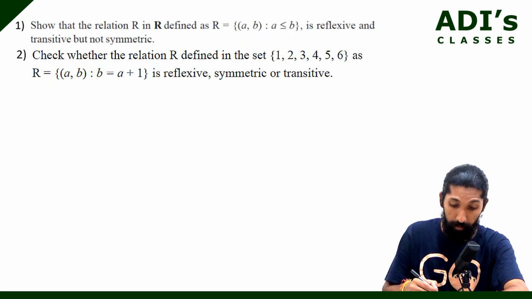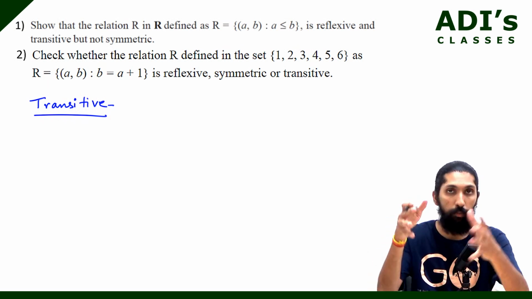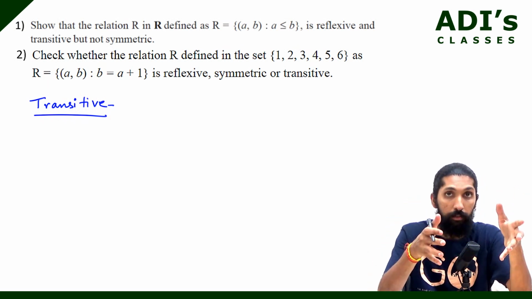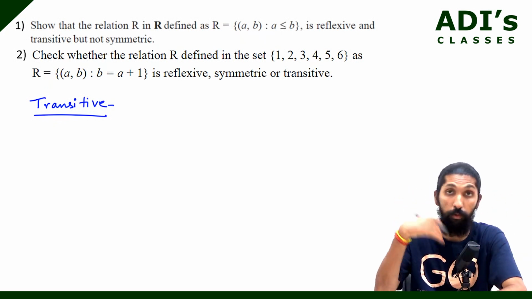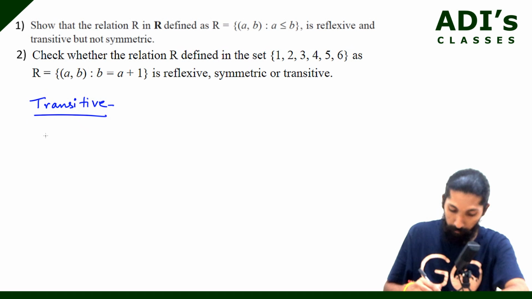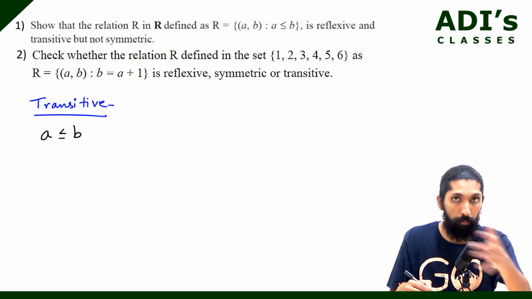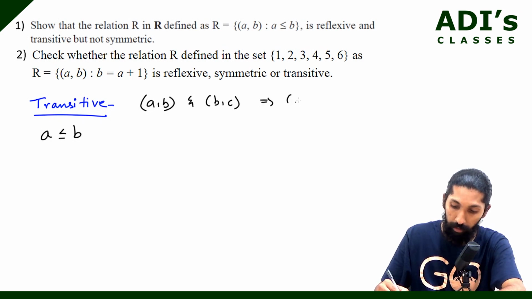All right. Now what do we have? For the transitive part, now transitive is what? If you have (a, b) and (b, c) also, then (a, c) should be there, isn't it? This is what we mean by transitive. So in this case, you have a ≤ b. This is where we have (a, b). So when you have (a, b) and (b, c), then you should have (a, c).